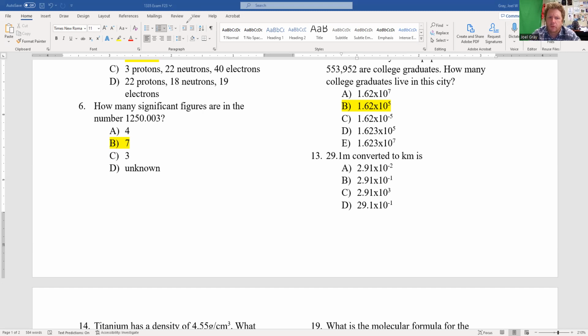So what we would end up with is, nope, calculator. 29.1 divided by 1,000 is going to give us 0.0291. Okay, so this is smaller than 1, in which case this is kilometers. Those are my units. I can move my decimal place 1, 2. So 2.91 times 10 to the negative 2nd kilometers. Therefore, my correct answer is none other than, that's right, A.